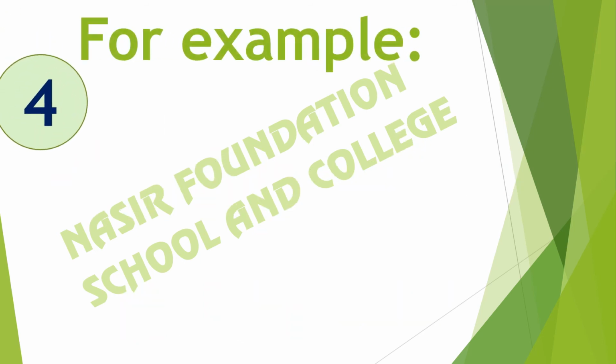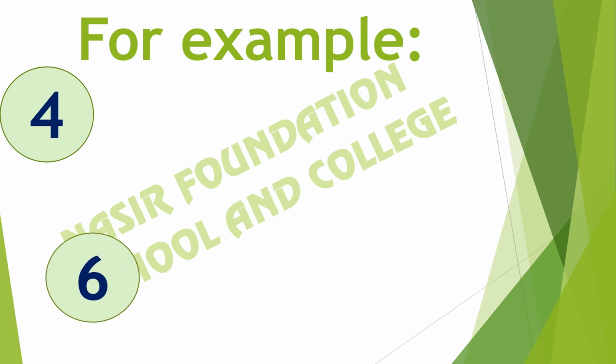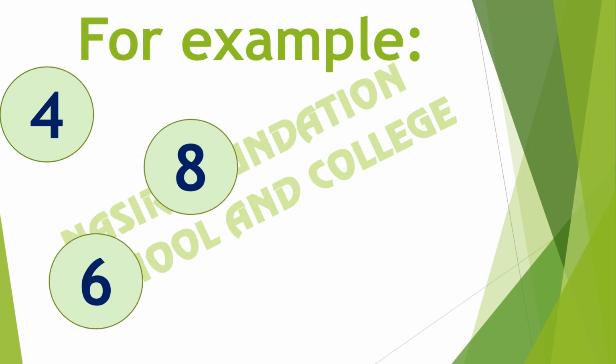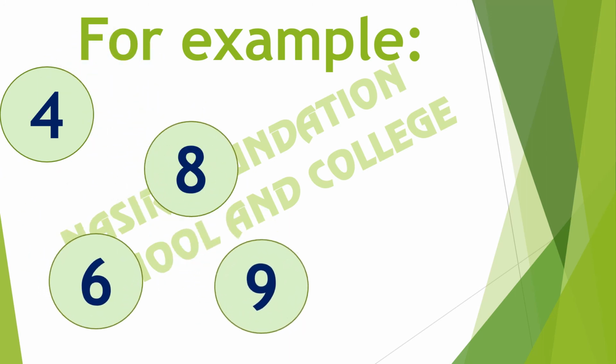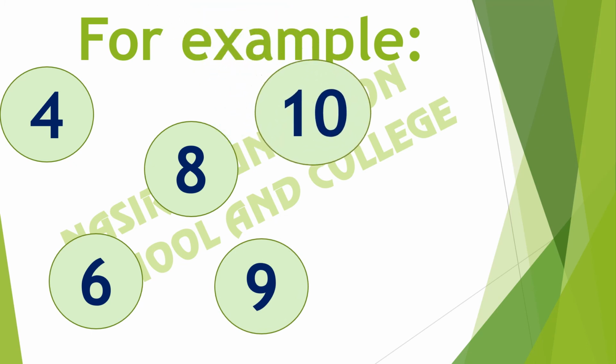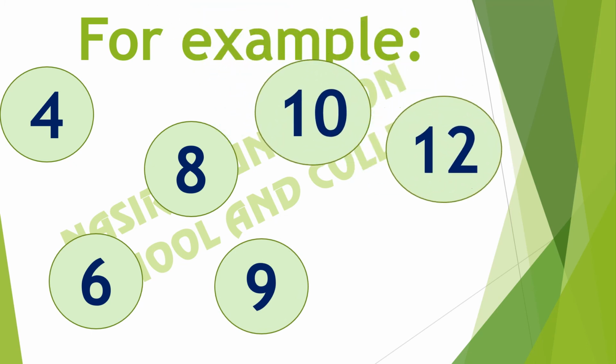Here we have some more examples: 4, 6, 8, 9, 10, 12, 14. Here are few examples of the composite numbers. All these numbers are divisible by some other number other than 1 and the number itself. So they are composite numbers.